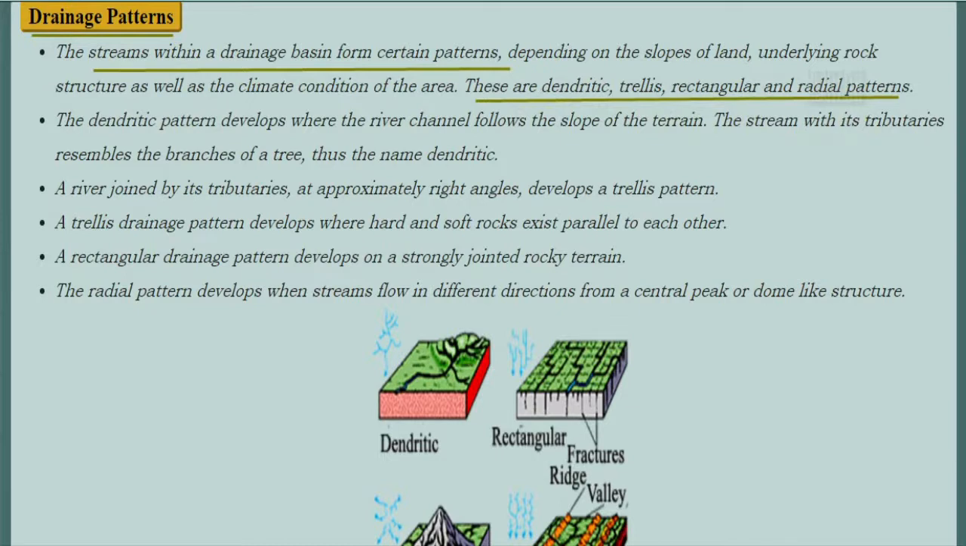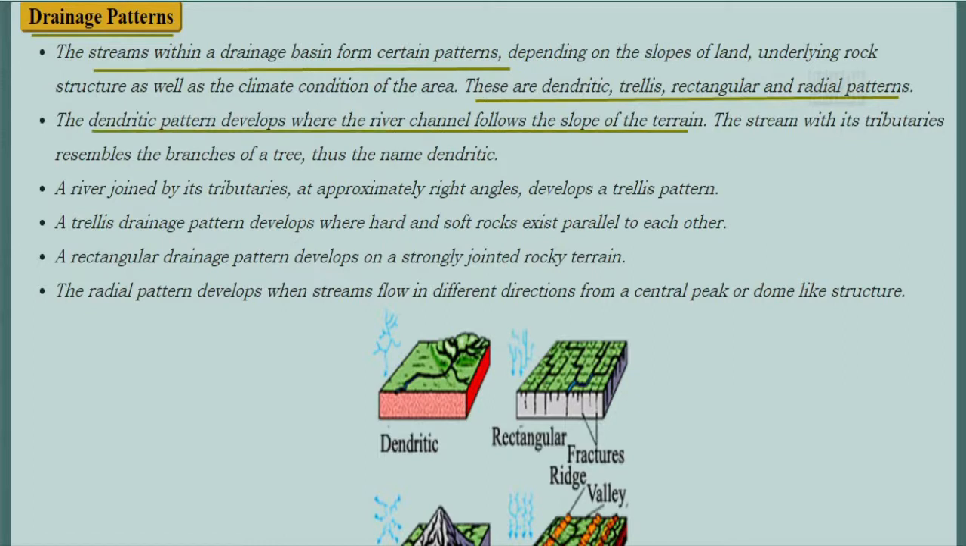Drainage patterns. Streams within a drainage basin, they form certain patterns depending on slopes of the land, underlying rock structure as well as climatic conditions of the area. So they are known as dendritic, trellis, rectangular and radial patterns.